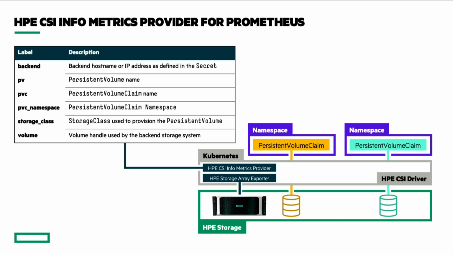The HPE CSI Info Metrics provider will give us information about the backend volumes and how they relate to the Kubernetes-specific labels. So you will see what the persistent volume name is, the persistent volume claim, which namespace you can find a persistent volume claim in, and also which storage class a particular volume has been provisioned from. That will allow you to build an aggregated view that correlates what is running on the cluster with what you have on your backend. In this demo, we'll also deploy Prometheus and Grafana from scratch to give you a comprehensive walkthrough on how to get started with all these different components.